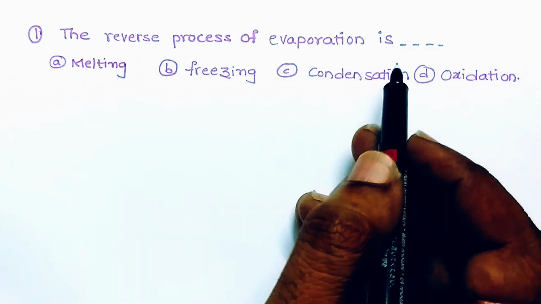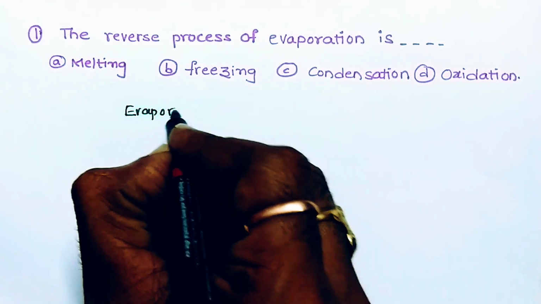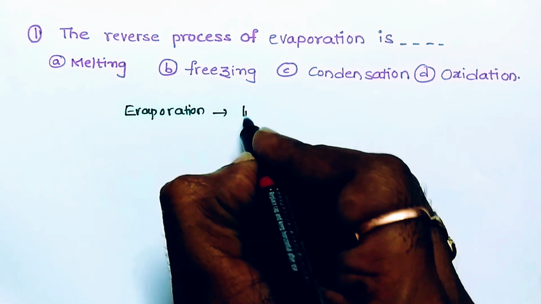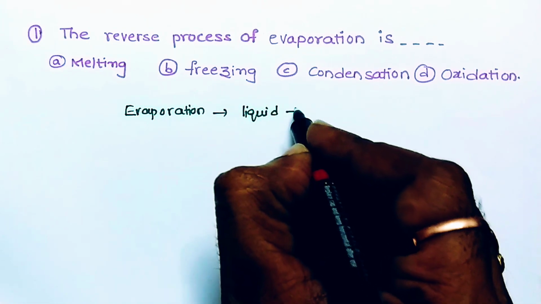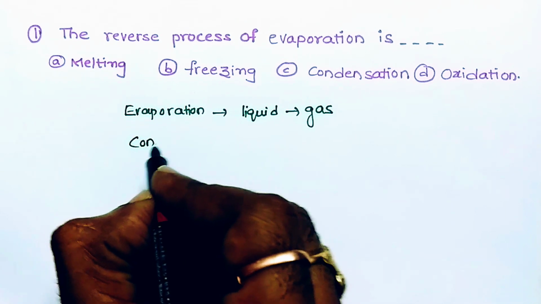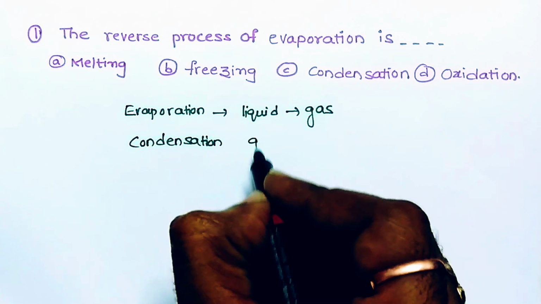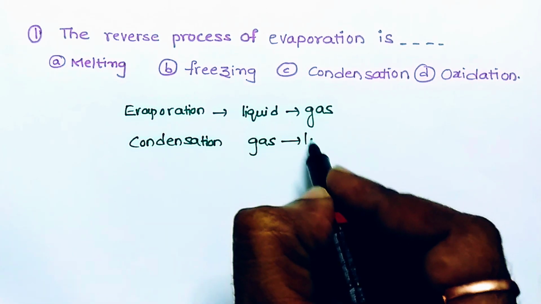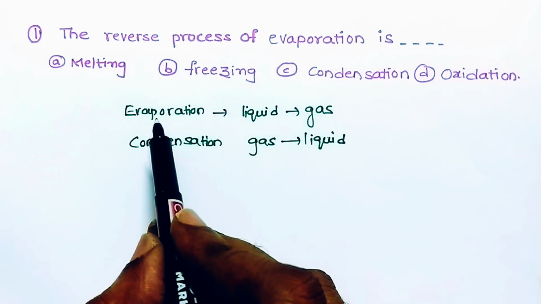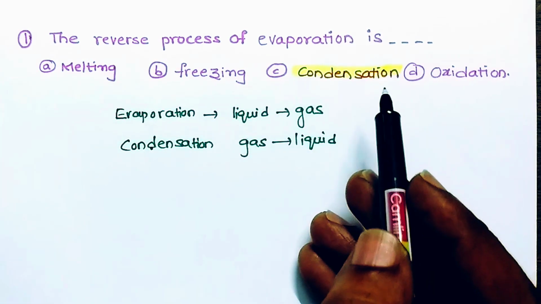The reverse process of evaporation is? So evaporation means it's a phase change of liquid to gas, and condensation means it's a phase change of gas to liquid. So condensation is the reverse process of evaporation. So option C is correct.